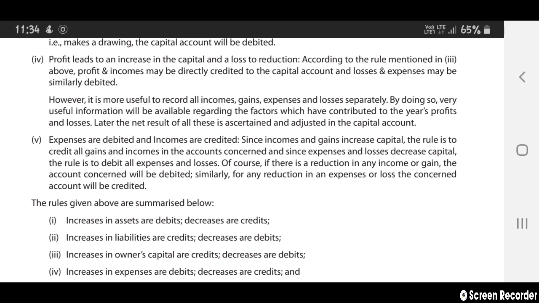According to the rule mentioned above, profit and incomes may be directly credited to the capital account, and losses and expenses may be similarly debited. See, you have got profit, it will be directly credited to the capital account, but losses and expenses will be written on the debit side. However, it is more useful to record all incomes, gains, expenses and losses separately. By doing so, you get very useful information, which contributes to the year's profit and loss, because you know how much you have earned and how much profit you have got in that year. Later the net result of all this is ascertained and adjusted in the capital account.